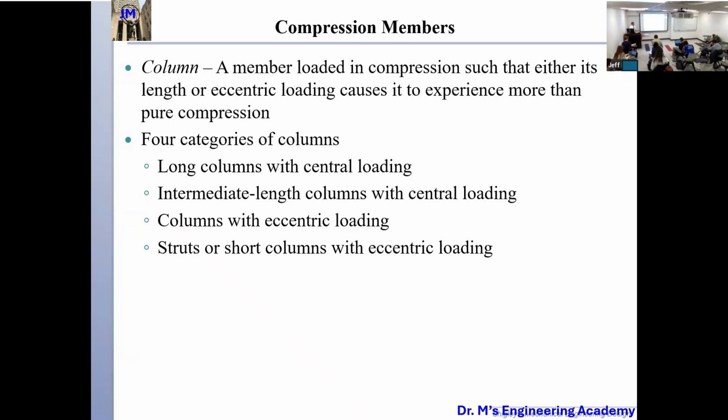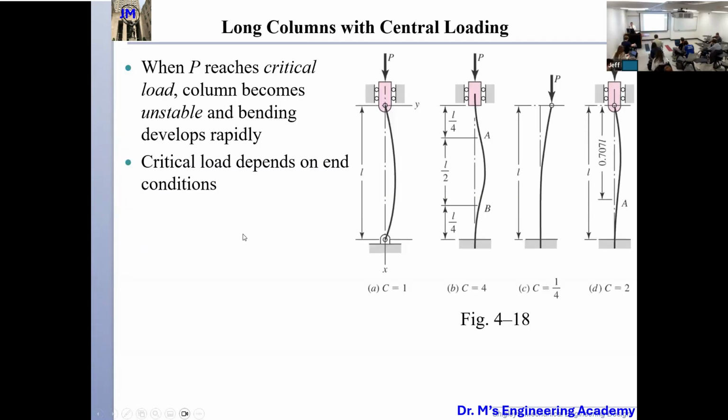We talked about compression members last time. Whenever you see member or members here, that means a structure. What kind of structure are we talking about? Columns. We're focusing on the columns. So here are the long columns with central loading.